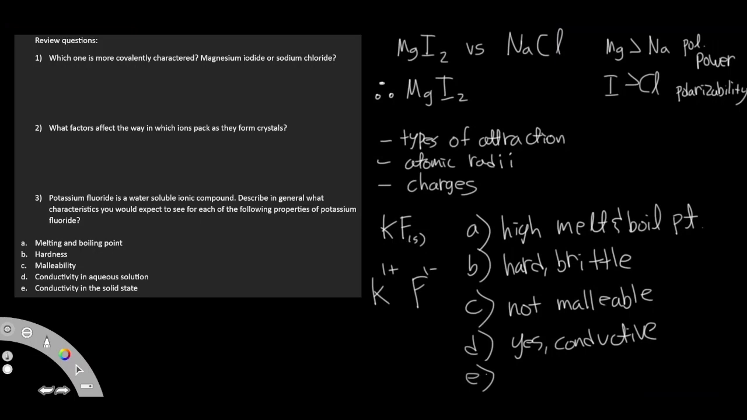However, conductivity in the solid state: no, this is not going to be conductive. Because, like we've always looked at today, ionic bonds are very, very strong, so the electrons are going to be very polarized into one ion over the other. And because of a crystal lattice structure, the electrons cannot move around freely. In a metallic bond they can, but in an ionic bond they cannot. So it will not be conductive unless we break it apart.